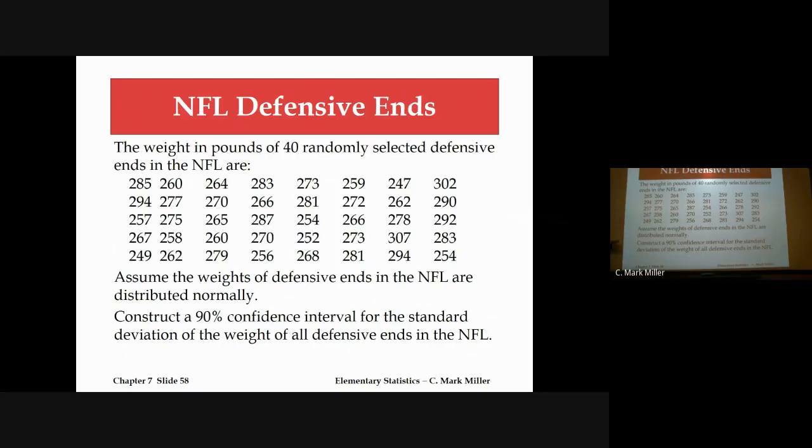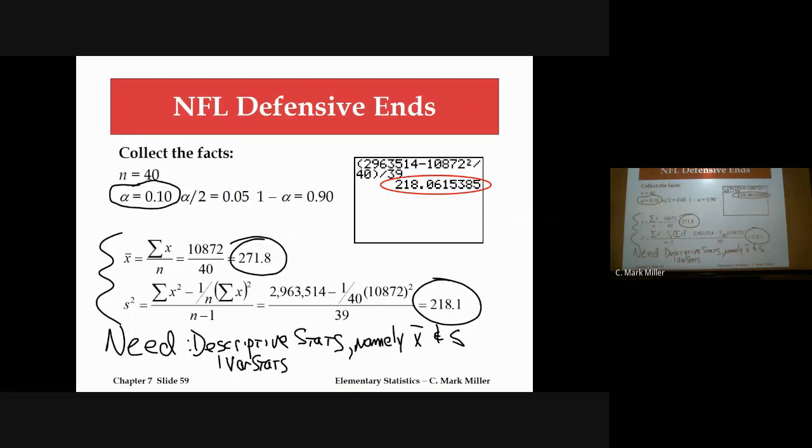So here we're going to construct a 90% confidence interval for the standard deviation of the weight of all defensive ends in the NFL. Alpha is 0.10, so we're going to want 0.05 in each tail, half of alpha in each tail. Our degrees of freedom are 39.